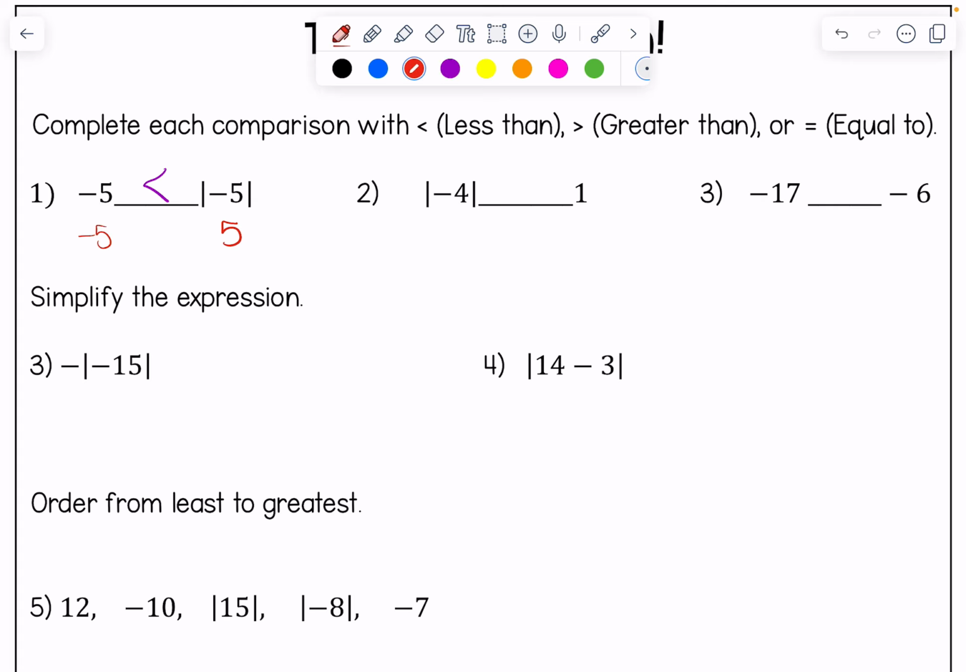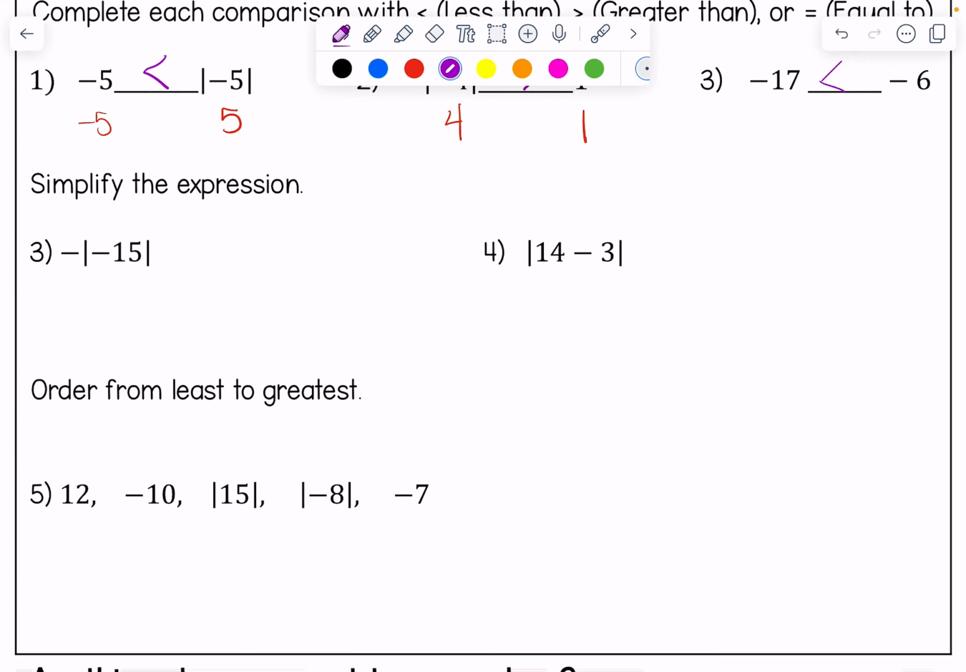On this next one, I have the absolute value of -4. Well, I know that's 4. So I'm comparing 4 and 1. The absolute value of -4 would be greater than 1. And then here I just have 2 negatives. There's no absolute value, so I want to make sure that I'm visualizing a number line and where each of those numbers would be located. -17 is farther on the left. So -17 is less than -6.